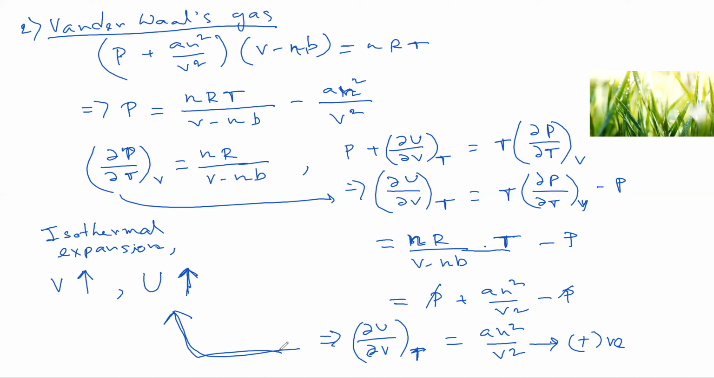So guys, I have derived the expression of Cp minus Cv for ideal gas and real gas in terms of alpha and beta. Also, I have derived this (del U/del V) at constant T. So this is enough for today. I will discuss more on thermodynamics in my next videos.